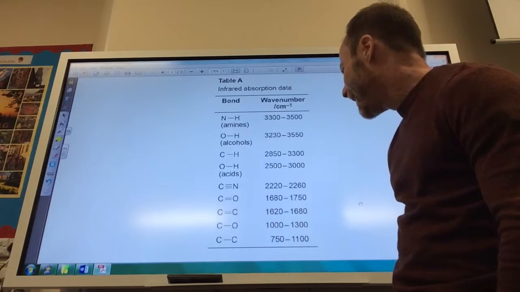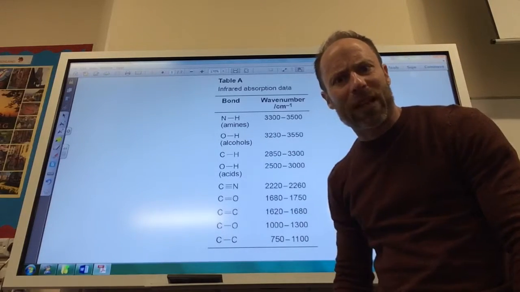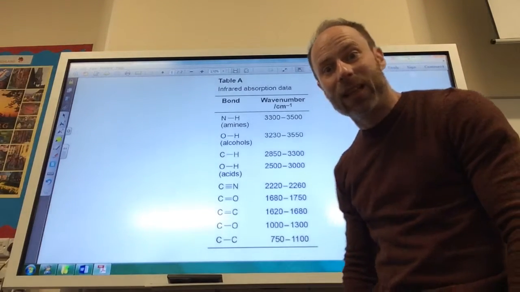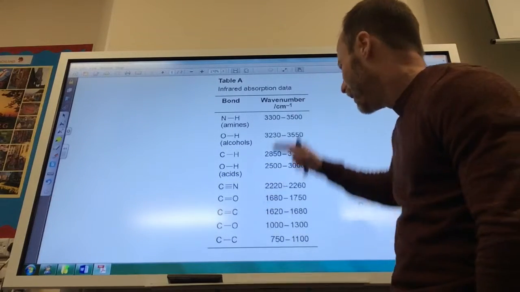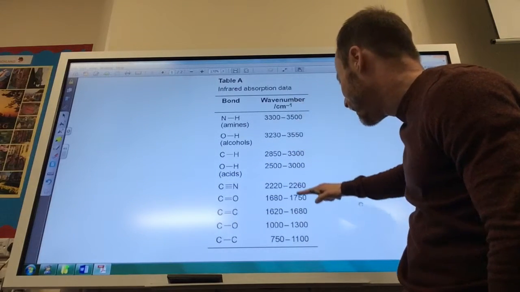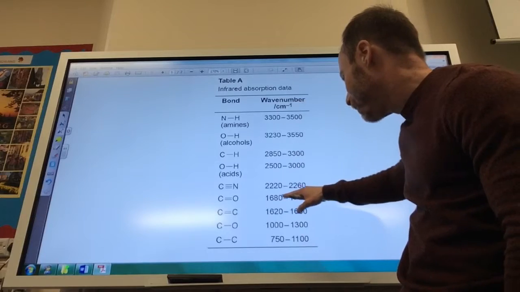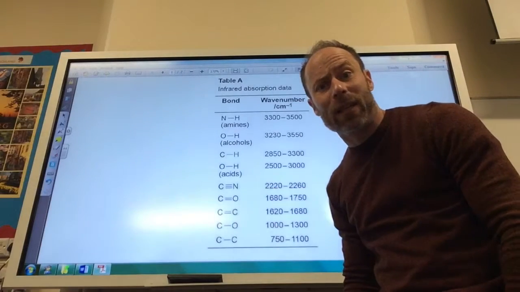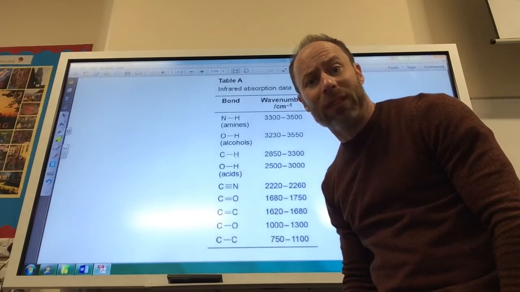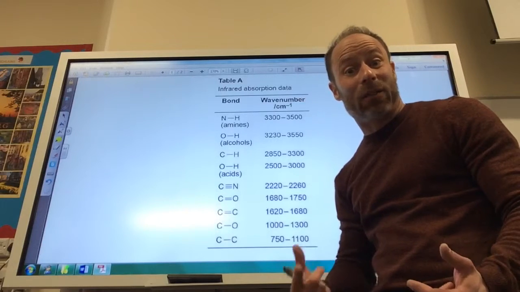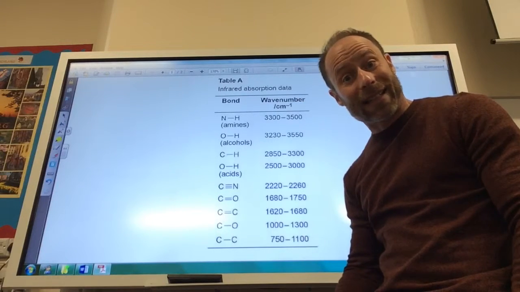So if, say, I absorbed a massive frequency at around about 1720, which we maybe see a little bit later on, I go, woo, 1720. Oh, 1720 is between these, so it looks like I've got a C double bond O bond in that, which means it's perhaps an aldehyde, a ketone, or a carboxylic acid I've got.